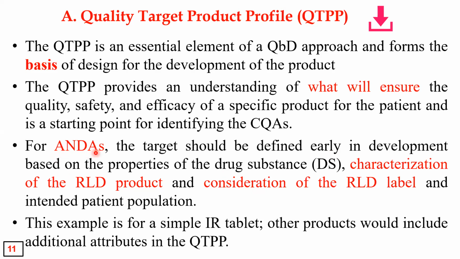Suppose you are developing an innovator product, the product is completely new, and it is for a new disease. In this case, other products would include additional attributes in the QTPP. So apart from the label, whatever is written for the innovator product, if you are developing an innovator product, your label will completely change. Few more points you have to add here.